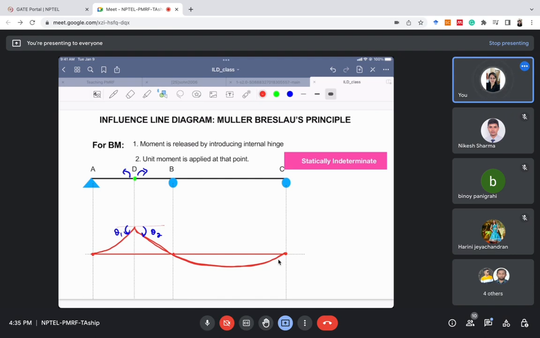So at least for indeterminate problems also, you can guess the shape of the ILD, although you cannot determine the different ordinates at each point. There is a method for that also, but it's very lengthy. You will not get that in GATE.